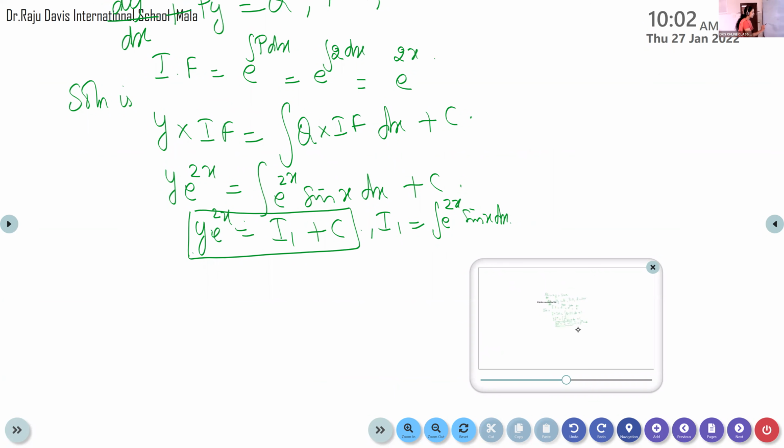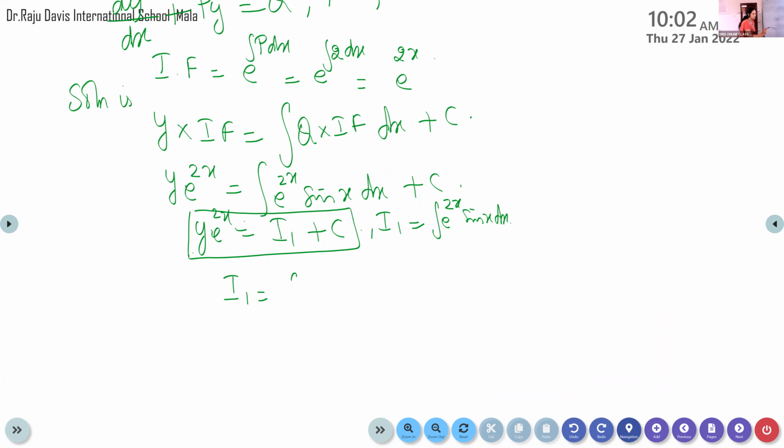So I'm considering the first one, I1. I1 is the integral of e raised to 2x into sin x into dx. We have to use integration by parts. So in integration by parts, which one will be the first function? For selecting the first function, we use the rule ILATE.